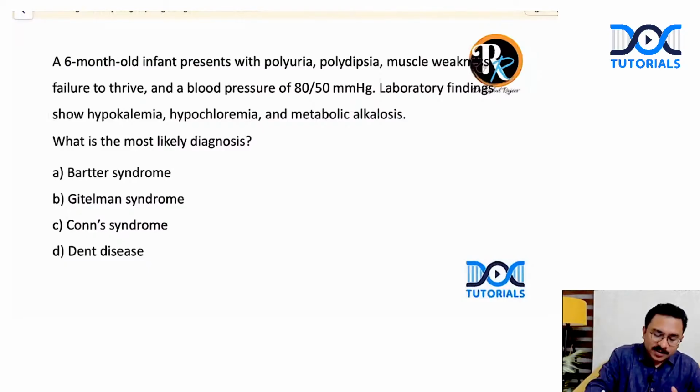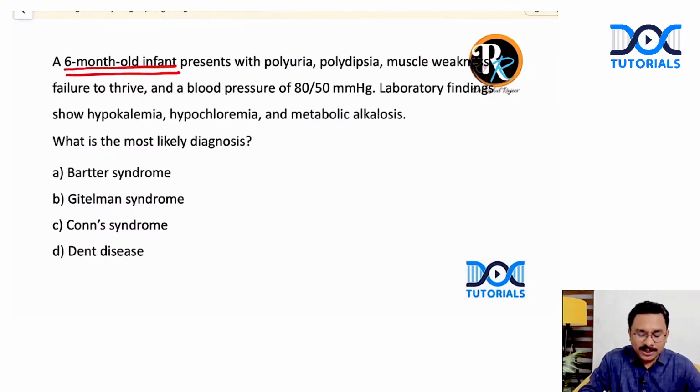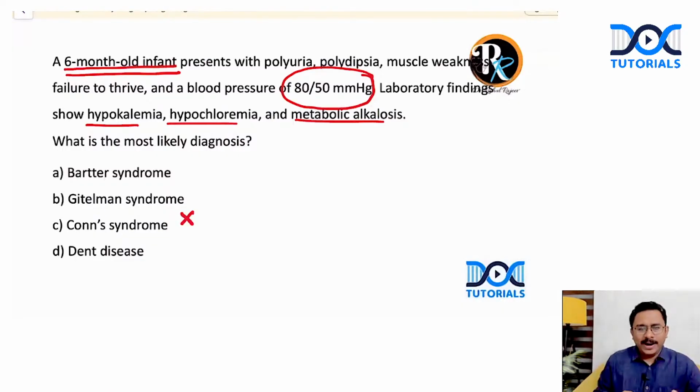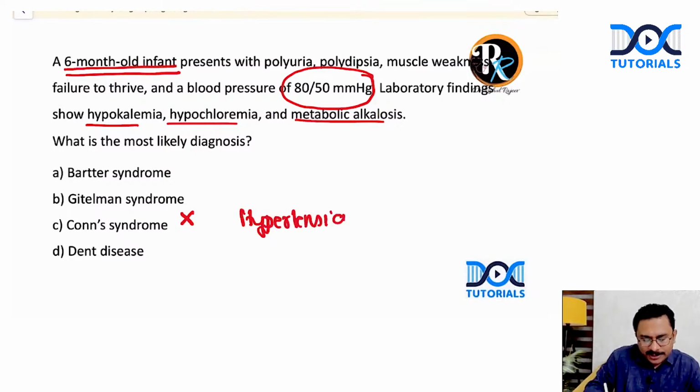A 6-month-old. Now look at the age of the patient, 6-month-old. The patient presents with polyuria, polydipsia, muscle weakness, failure to thrive, and hypotension. Okay, so there is salt wasting, there is failure to thrive, the patient is in hypotension. Laboratory findings showed hypokalemia, hypochloremia, and metabolic alkalosis. What is the likely diagnosis? So I'm already eliminating Conn syndrome. Why am I eliminating Conn syndrome? Because Conn syndrome will have hypertension. Here the patient is having hypotension.